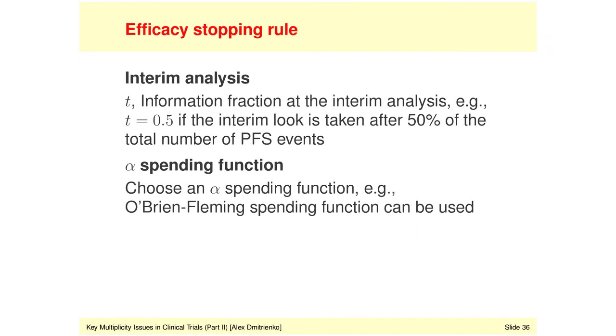This is where the combination function principle comes in, and this principle, as we explained in the first section of this module, of course takes advantage of the alpha spending approach. We're going to have to make certain assumptions about the amount of information available to us at the interim analysis. For simplicity, we'll assume that the information fraction at the interim analysis, denoted by t, is equal to 0.5, which means that the interim look will be taken after 50% of the total number of PFS events in this trial.